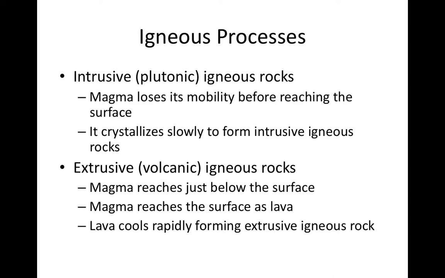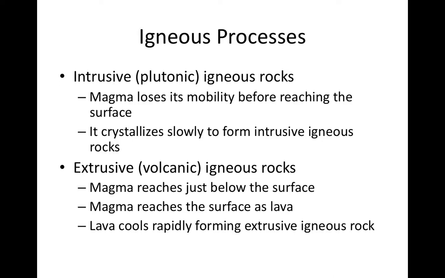Intrusive igneous rocks form whenever magma becomes stagnant deep beneath the surface. And it never reaches the surface, and it slowly begins to cool deep beneath the surface. And during that slow cooling, the molten rock crystallizes and solidifies into solid igneous rock.